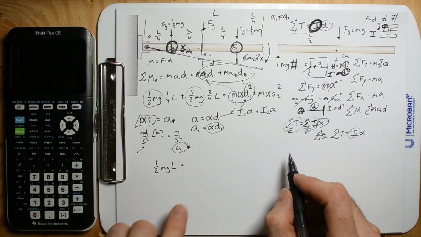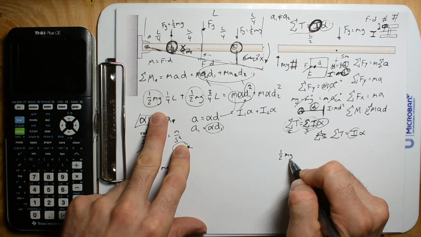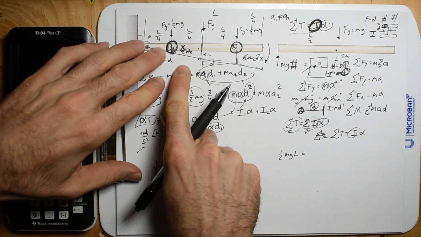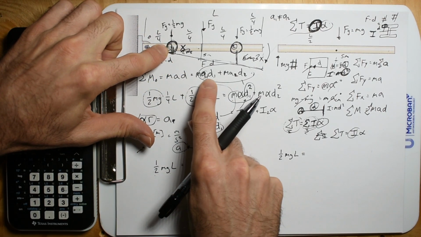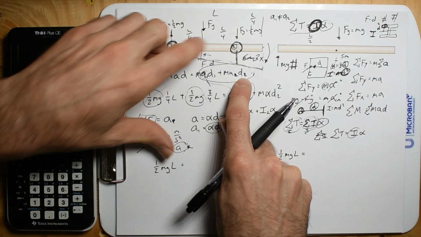And so now let's write our equation again. We have the sum of the torques. We found that that's 1/2 mgl. And that's going to equal this side, which is mass times the acceleration of this one times the distance to that one, plus the mass times the acceleration of this one times the distance to that one.